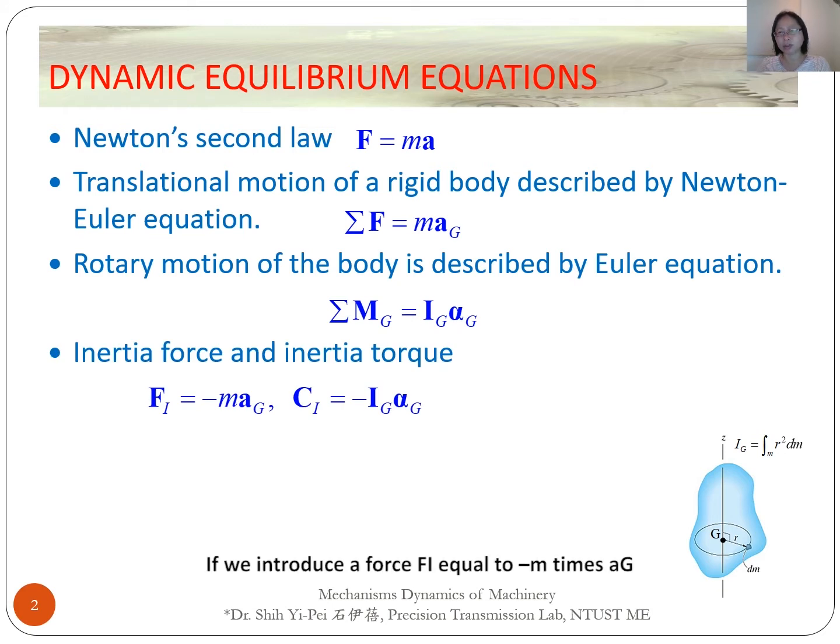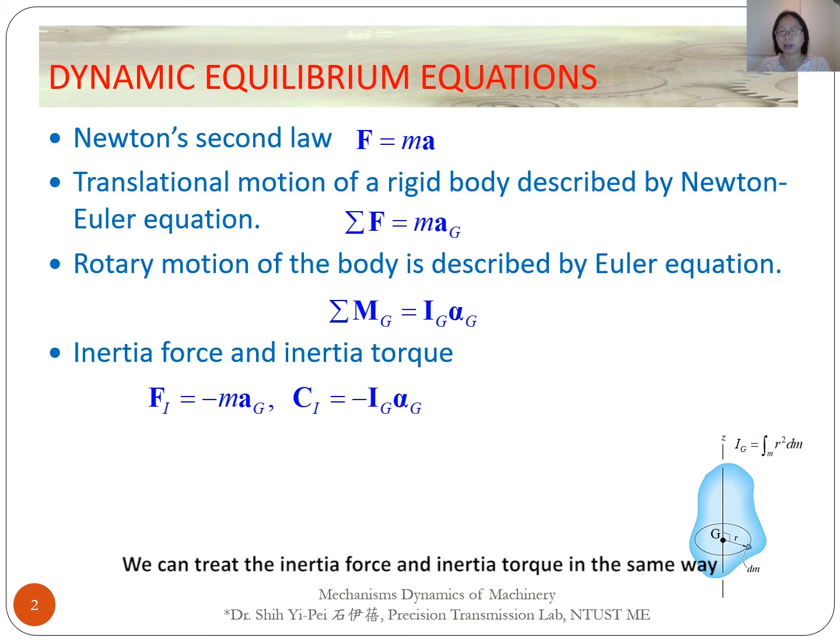If we introduce a force F_i equal to minus m times a_G, which we call the inertial force, applied on a line passing through the center of mass, and a couple C_i equal to minus I_G times alpha_G, called the inertial torque. Inertial force and torque are imaginary force and torque supposed to act upon an accelerated body. They are equal in magnitude and opposite in direction to the resultant of the real forces and torques.